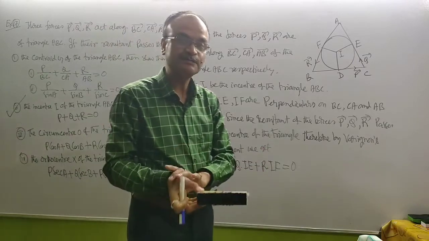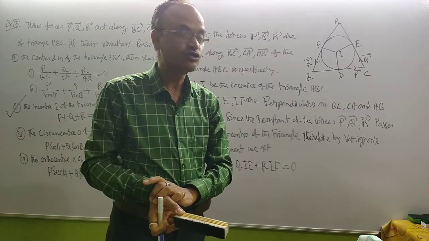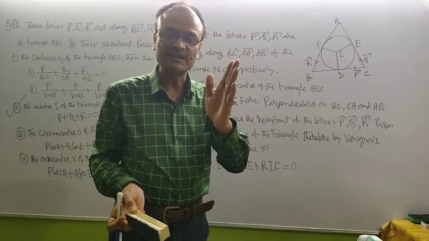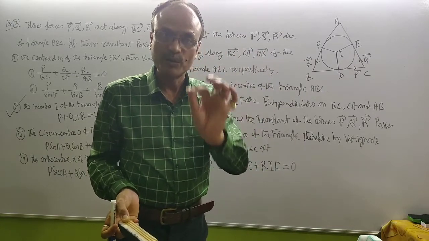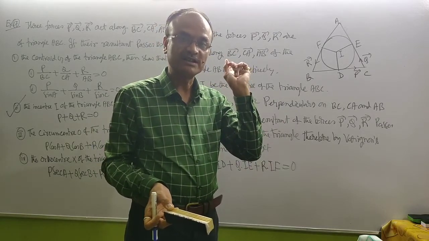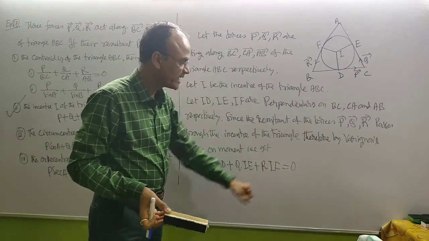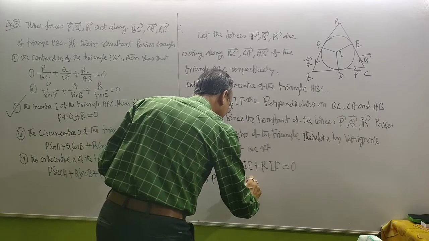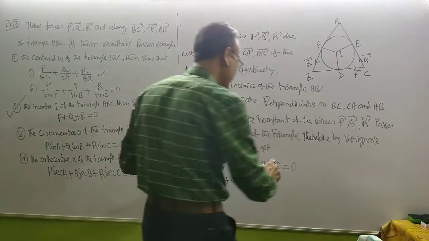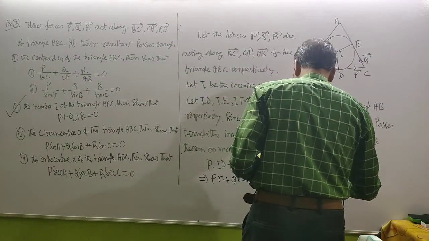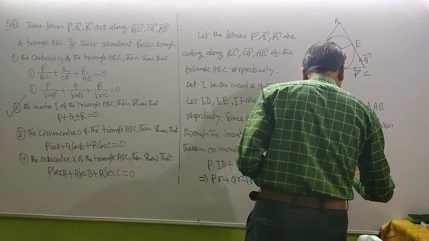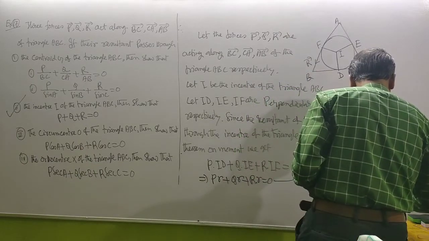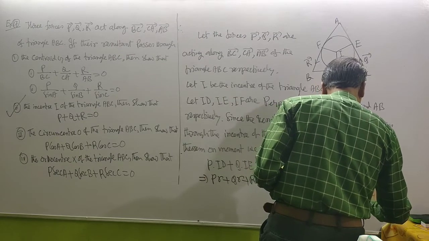P into ID plus Q into IE plus R into IF is equal, by Varignon's theorem on moments, to the moment of their resultant. Since the resultant passes through the point I, the incenter, the perpendicular distance from I on the line of action of the resultant is 0. Consequently, the moment of the resultant about I is 0, so the left side will again be 0. This means Pr plus Qr plus Rr equal to 0, where ID equal to IE equal to IF equal to r is the inradius of the triangle ABC.